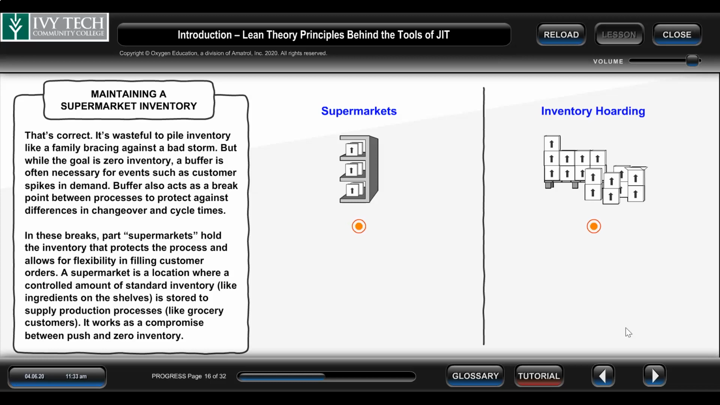Buffer also acts as a break point between processes to protect against differences in changeover and cycle times. In these breaks, part supermarkets hold the inventory that protects the process and allows for flexibility in filling customer orders. A supermarket is a location where a controlled amount of standard inventory, like ingredients on the shelves, is stored to supply production processes like grocery customers. It works as a compromise between push and zero inventory.